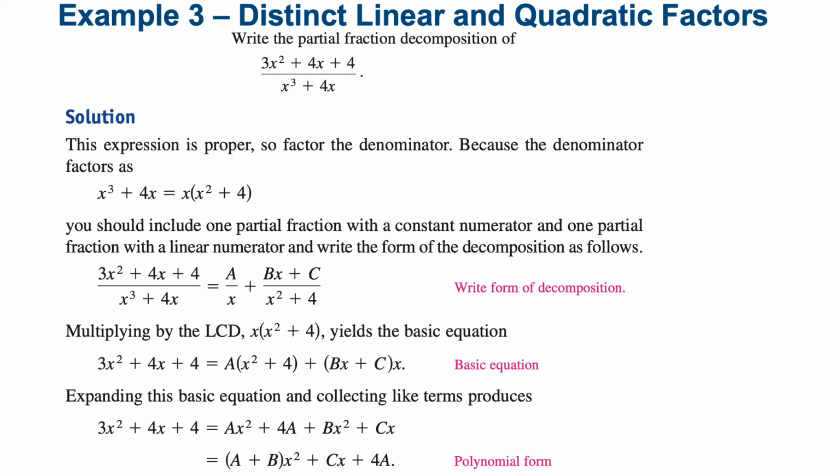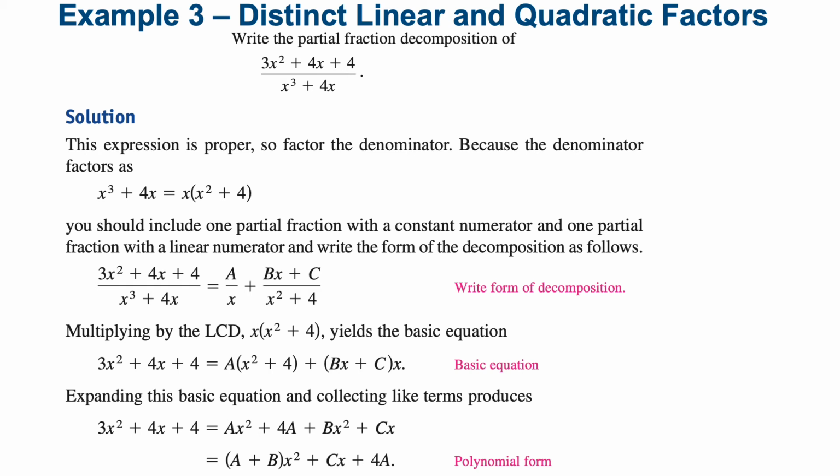Let's see here, we want to write the partial fraction decomposition of 3x squared plus 4x plus 4 all over x cubed plus 4x. This is a proper expression because the degree of the denominator is greater than the numerator. So let's factor the denominator. The denominator becomes x times the quantity x squared plus 4. So we have two factors. We have an x, a linear factor.